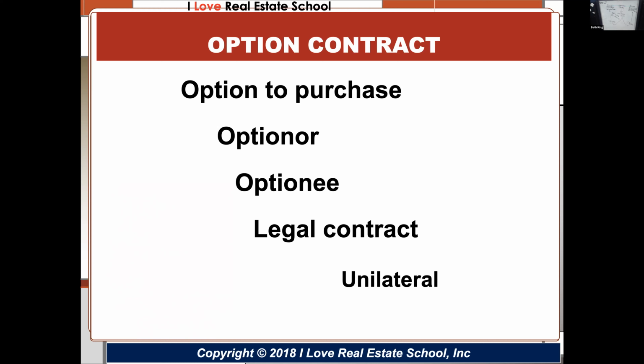All right. So in this situation, the optionor is the seller, the optionee is the borrower, right? And it is a legal contract. However, it's considered unilateral because only one guy, Angel, is obligated to perform. Meaning, if he wants to exercise his option, it's only him. She can't force you to exercise the option. With me?